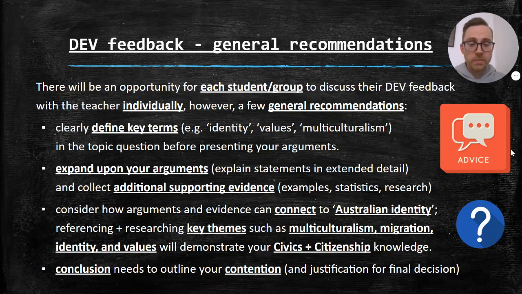So the key themes that we've looked at throughout our lesson units, it's all connected to each other, and it's connected to the assessment. So if you're referencing things like multiculturalism and migration and identity and values in your topic, regardless of what topic you're looking at, that's really going to demonstrate to your teacher that you know a lot about civics and citizenship, and that's going to reflect well in your grades. So think about how you can connect those key themes to your essay topic and to your arguments.